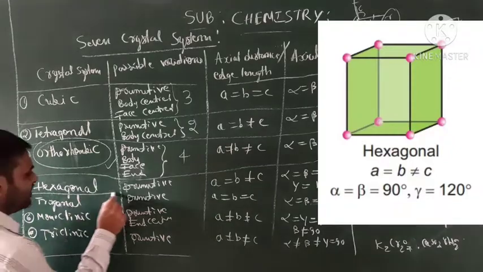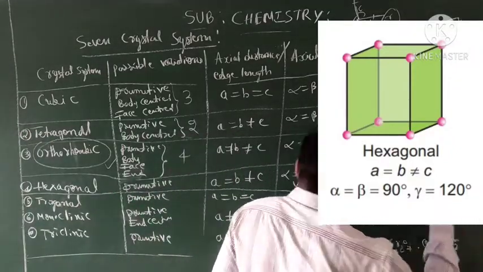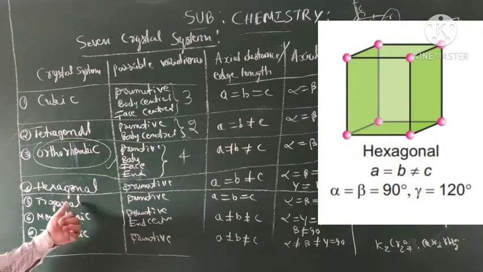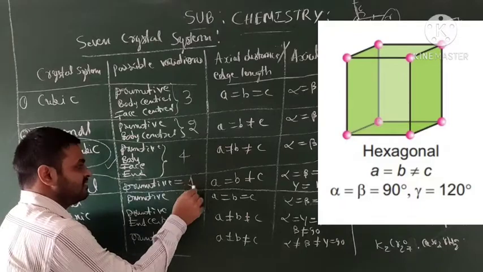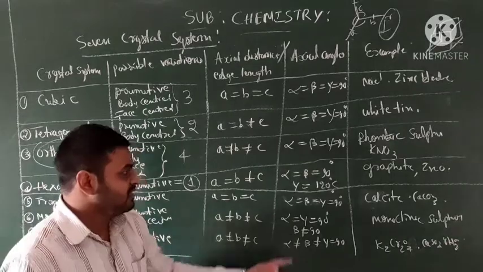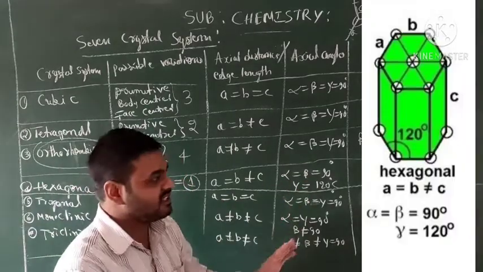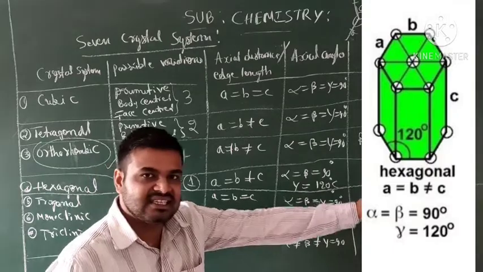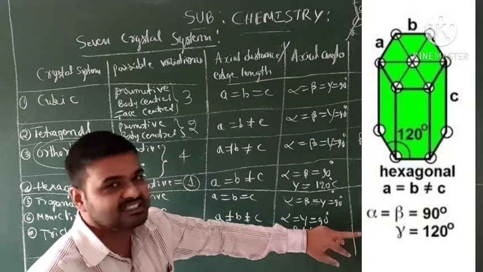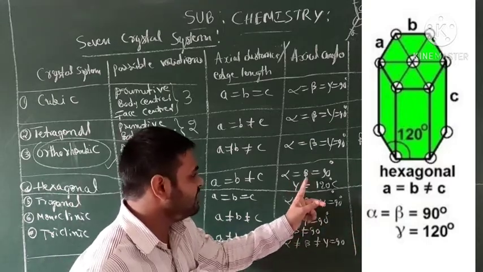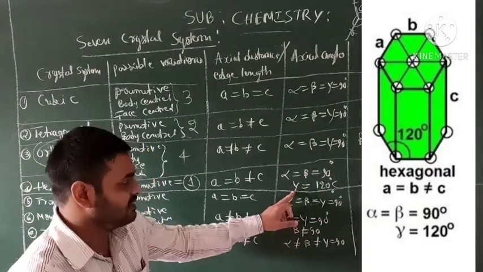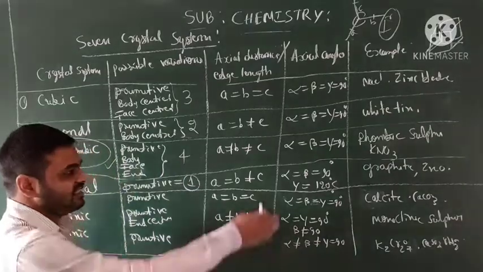Then the fourth one is hexagonal. This is the structure of hexagonal. Hexagonal has only one variation, primitive. A is equal to B but not C. Then alpha and beta give 90 degrees, and one more angle gives 120 degrees. The examples are graphite or zinc oxide.